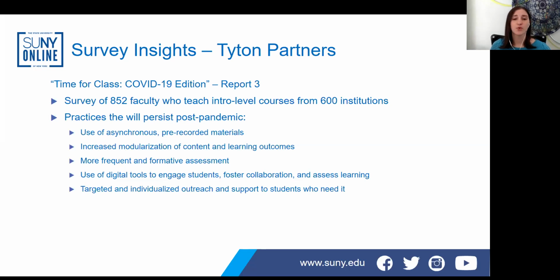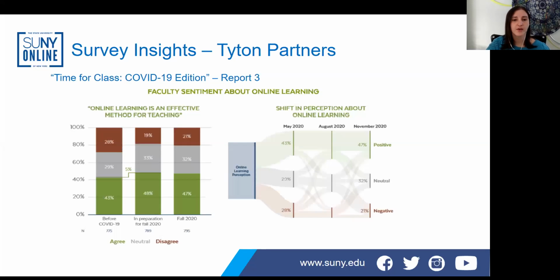And again, ton more information in there. But thinking forward, and how we need to support faculty and students, I thought these data points were interesting about some of the practices that faculty are anticipating to continue to use. And then one more thing from that report was about faculty sentiment. And they're actually showing not too much of a change.